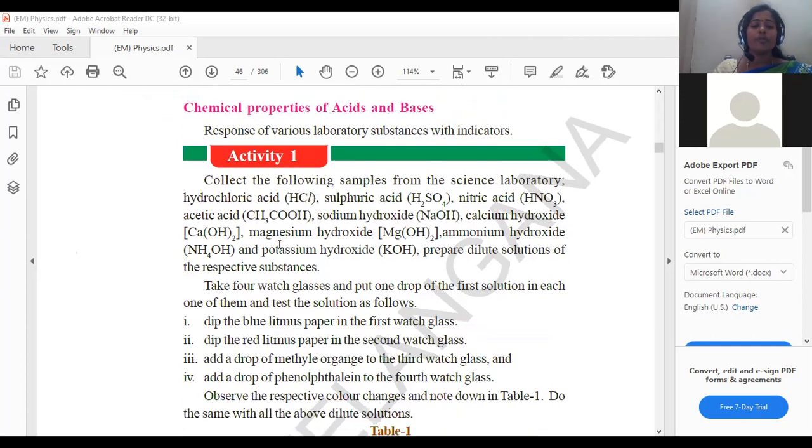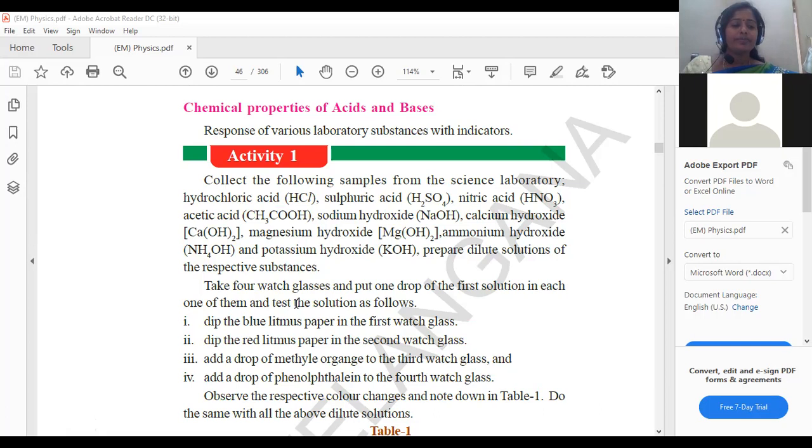Now we are going to perform one activity. We are taking different solutions. By taking different solutions, we have to predict which is acid, which is base, which is neutral in nature, based on two types of indicators. What are the two types of indicators? One is natural indicator, second is synthetic indicator. For natural indicator, we are using litmus. For synthetic indicator, we are using phenolphthalein and methyl orange.